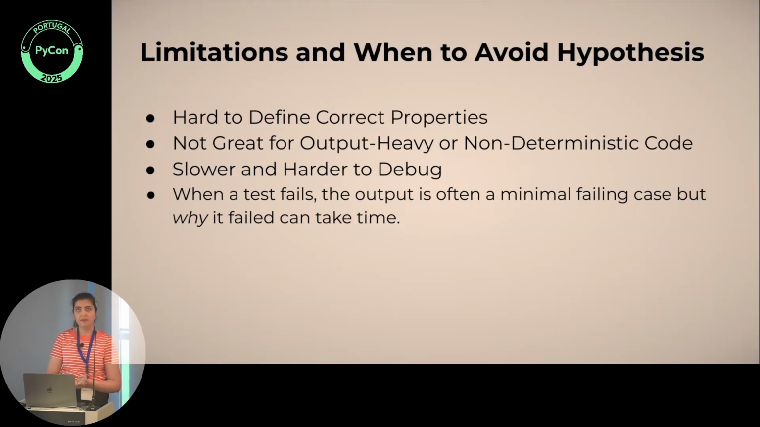And Hypothesis, because it uses random data, it has randomness, so it's not the best. It can slow things down and make it harder to debug. And also, when a test fails, the output is often a minimal failing case. This is how Hypothesis works. It actually catches the failing cases and it keeps them. But why it happened, it can take a lot of time to understand that. So in these cases, it's maybe better to avoid Hypothesis, in my opinion.